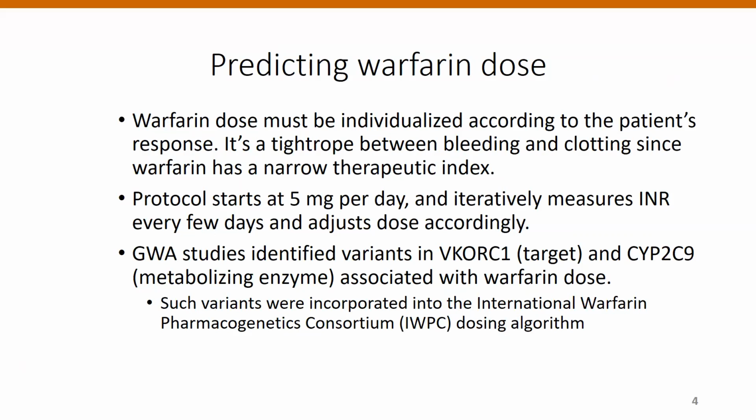So genome-wide association studies already identified very strong variants in VKORC1, which is the drug target of warfarin, and in cytochrome P450 2C9, which is the main metabolizing enzyme of warfarin. And there were such strong associations that they were incorporated into an International Warfarin Pharmacogenetics Consortium dosing algorithm.